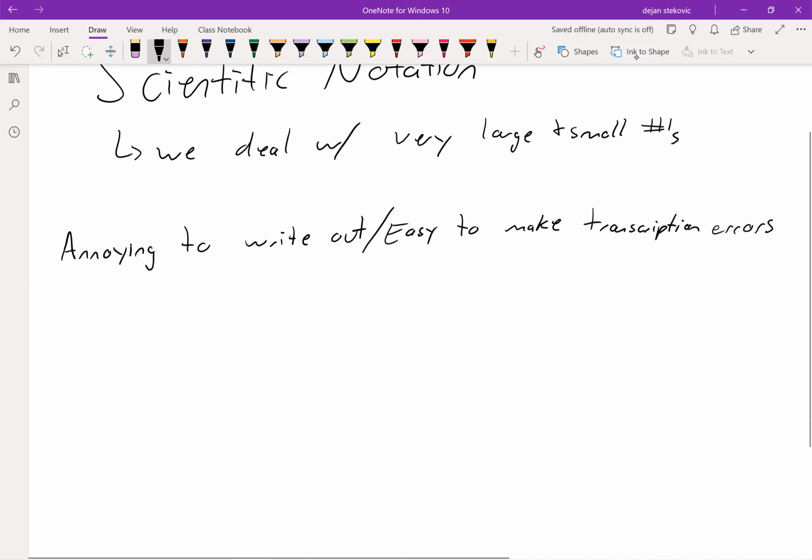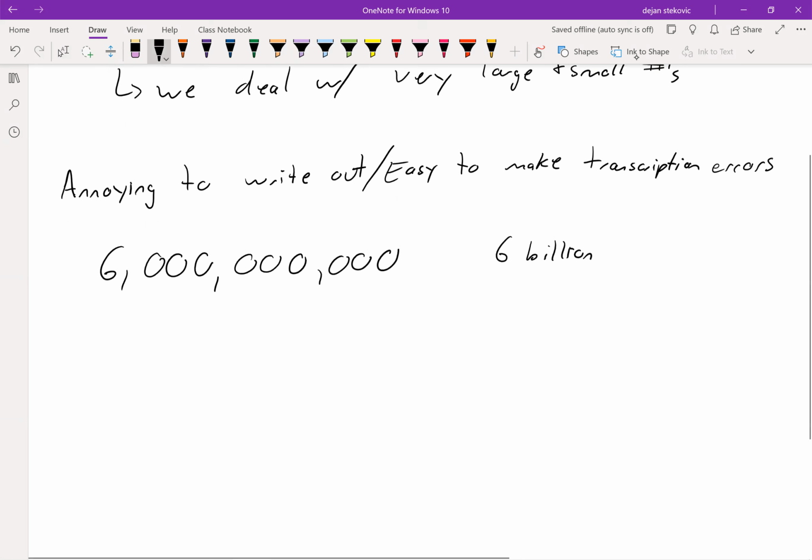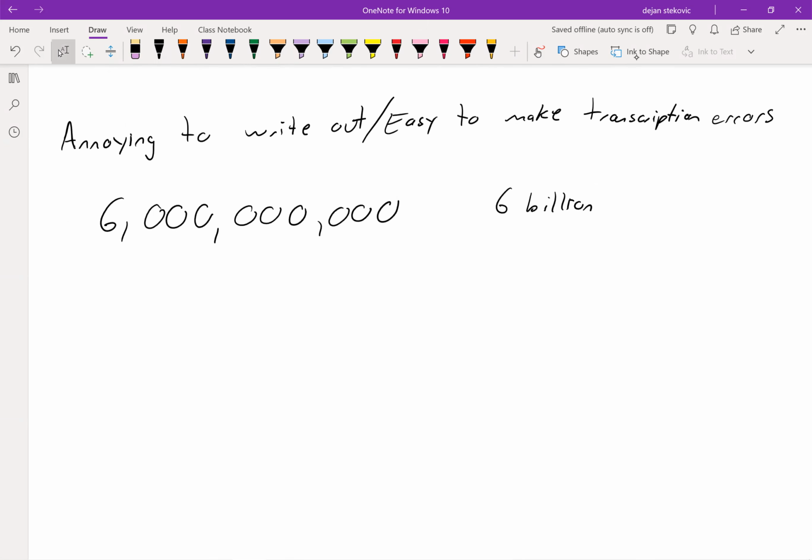So for example, if we've got this number right here, 6,000,000,000,000, right? That took me quite a while to write out. This is 6 billion. And having to write this number out multiple times can be really annoying. So we need an easier way to write it.